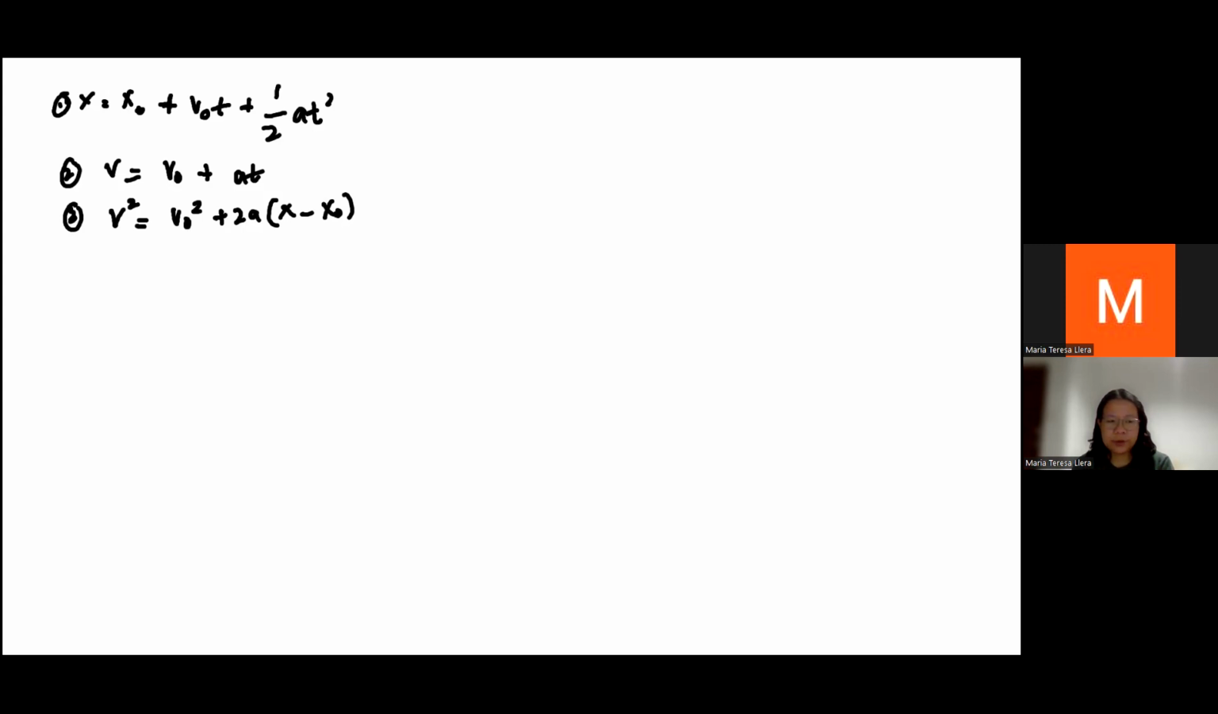So there are 4 questions. First question, where is the block at t equals 2 seconds? Second, what is the block's velocity at t equals 2 seconds? Third, where is the block when its velocity is 10 meters per second? And fourth, how long did it take to get to this point?